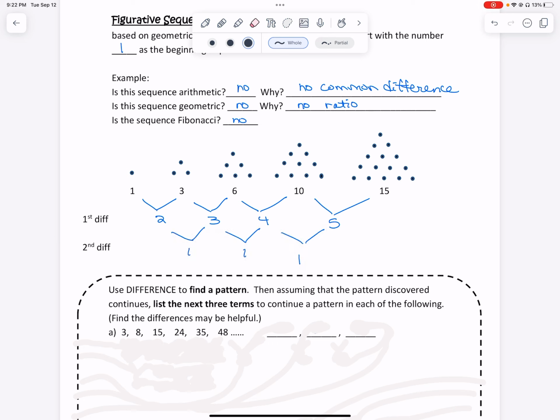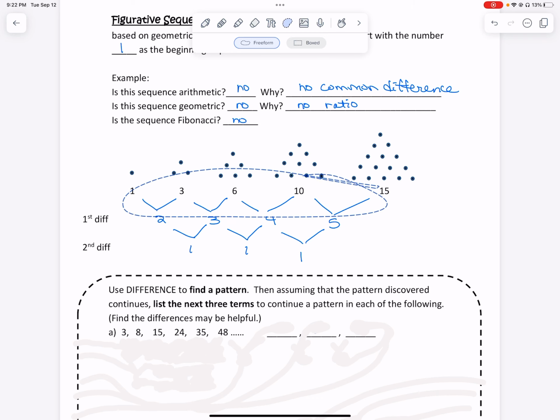The second difference is, I notice that to go from this number to this number, I'm adding 1. To that one, I add 1. From here to here, I'm adding 1. So I eventually get to a common difference, but it's not on the first go round. It's not on the very first try. So you have to get to the second difference to find something that's in common.